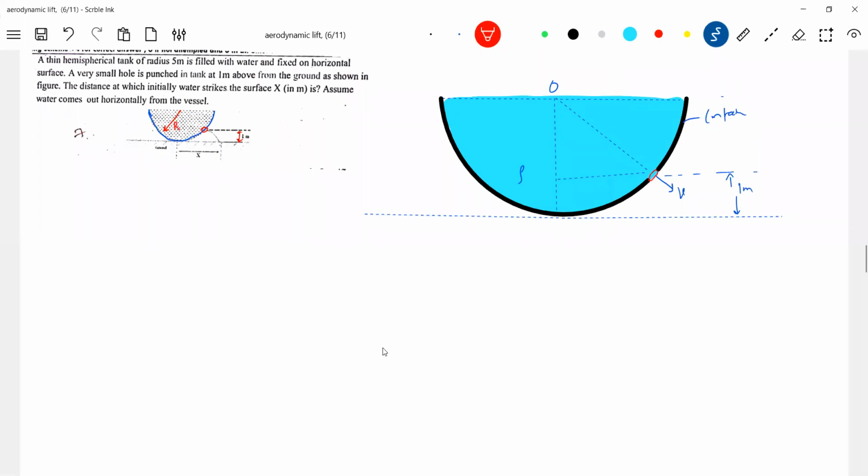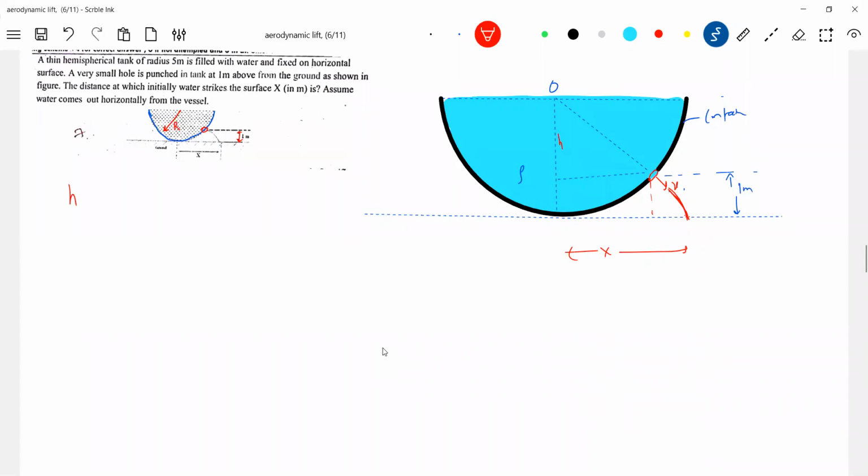Okay, now he's asking to get the velocity of efflux. So it will come and strike like this. The jet will come and strike here. So it's asking that particular range altogether. For the velocity of efflux, we should know at what depth the hole is located. So shall we take this as h.